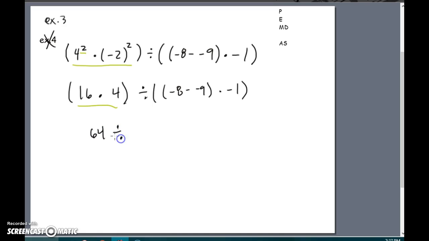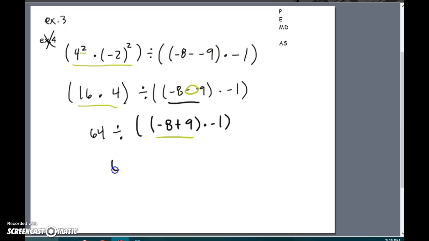Divided by, and now we can focus on simplifying the parentheses within the parentheses. So this parentheses right here. What does that simplify to? We've got negative 8 minus negative 9. We're going to focus on simplifying the double sign. So actually we have negative 8 plus 9 times negative 1. And then we can go ahead and simplify the addition.